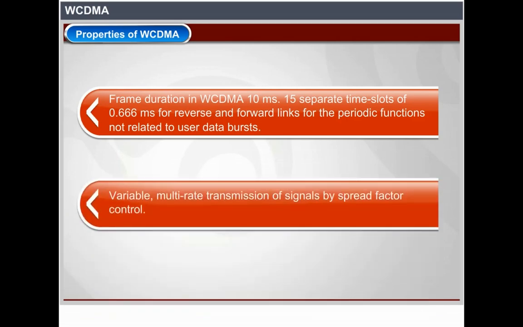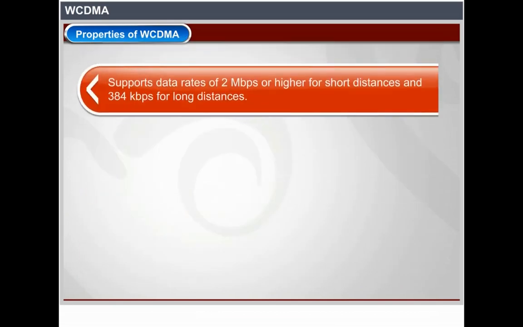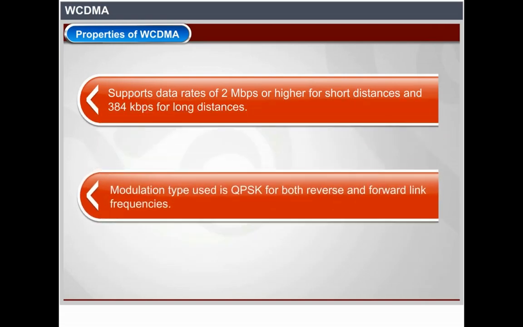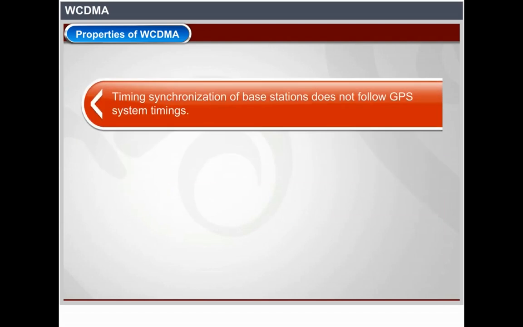Variable multi-rate transmission of signals by spread factor control. It supports data rates of 2 Mbps or higher for short distances and 384 kbps for long distances. The modulation type used is QPSK for both reverse and forward link frequencies. Timing synchronization of base stations does not follow GPRS system timings.